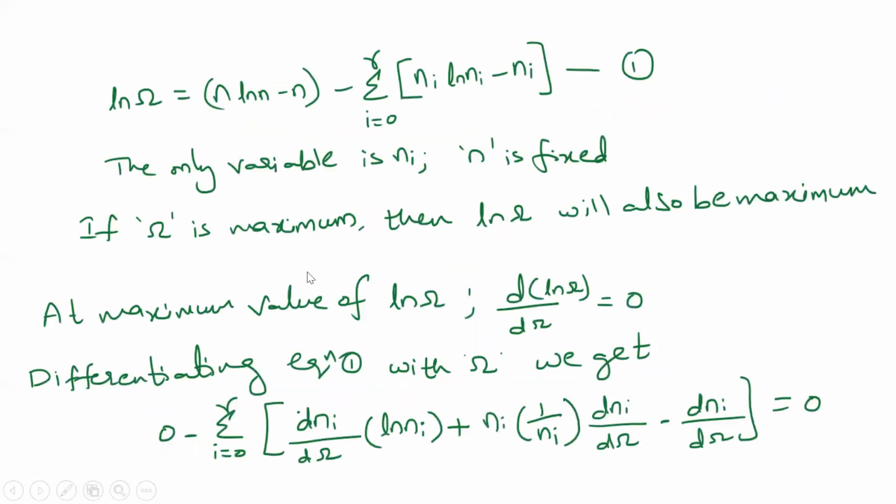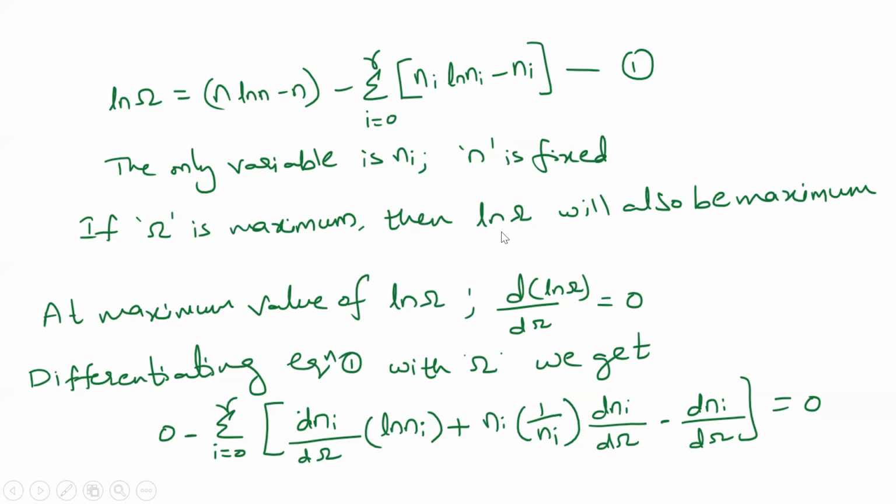The first one we got is that if omega is maximum, because all that we are doing is to find the most probable state. At the most probable state, omega will be maximum. When omega is maximum, then ln omega also will be maximum.